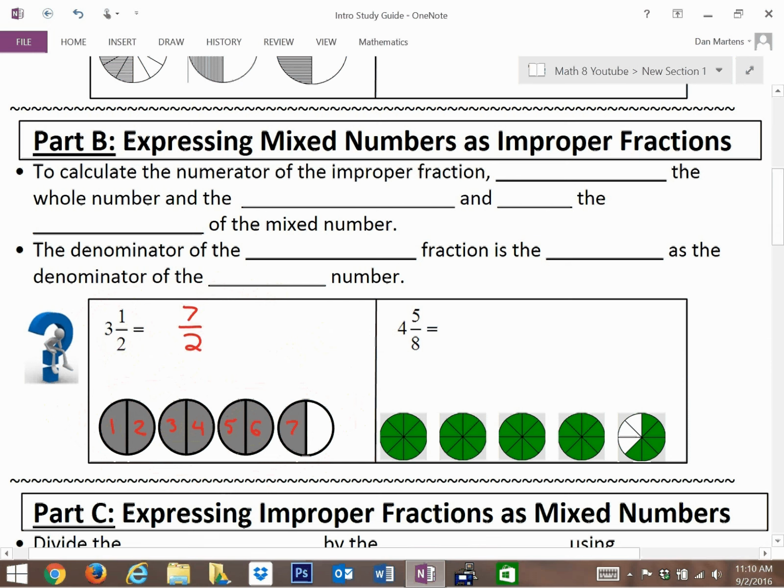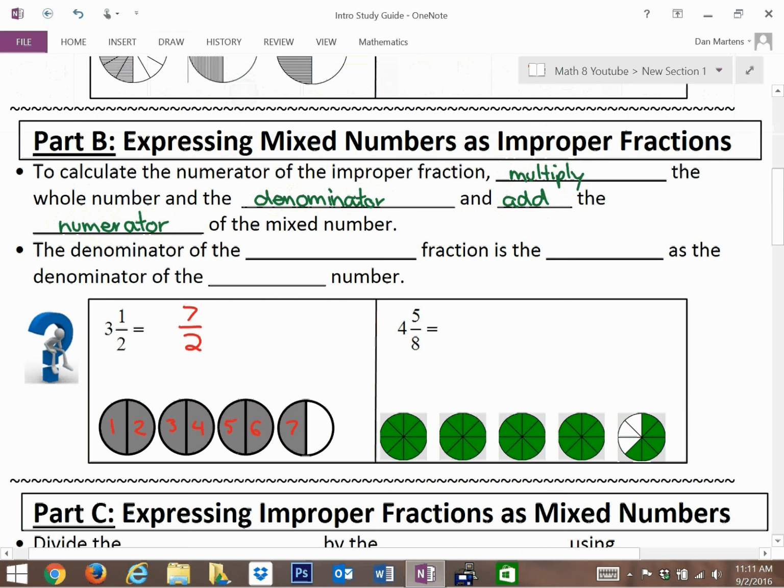That's just another way of writing it without a whole number, and that's useful in the future. You may be asking yourself, how can I do that if I don't have a picture? So let's pretend that that picture was gone, because sometimes you might have pictures that have really big denominators, like 8, or even bigger denominators that you have to figure out just numerically. So first thing I'll say is to calculate the numerator of the improper fraction. What you're going to do is multiply the whole number and the denominator and add the numerator of the mixed number.